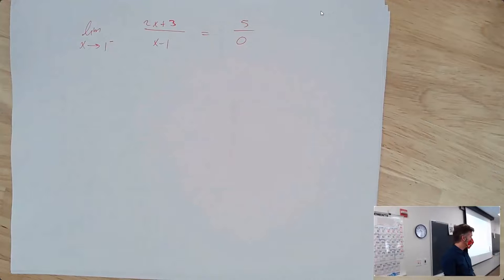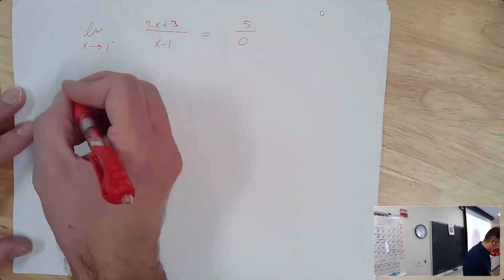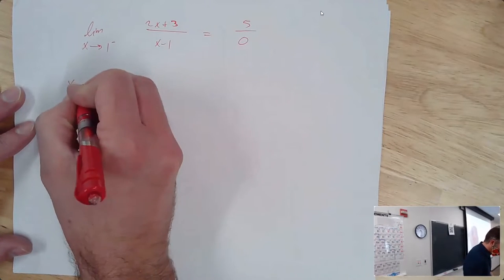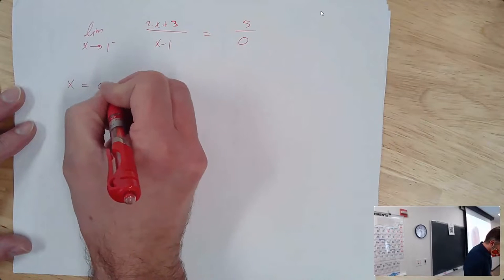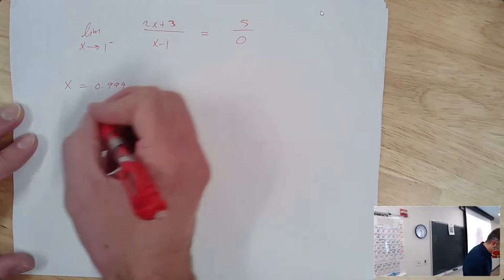Not super helpful. Well, not exactly true, actually. It is pretty helpful. We just have to think about what signs we have. So if we're a little bit more thoughtful, we know that x is slightly less than 1. So I'm going to pretend for a second that x is, I don't know, 0.999.